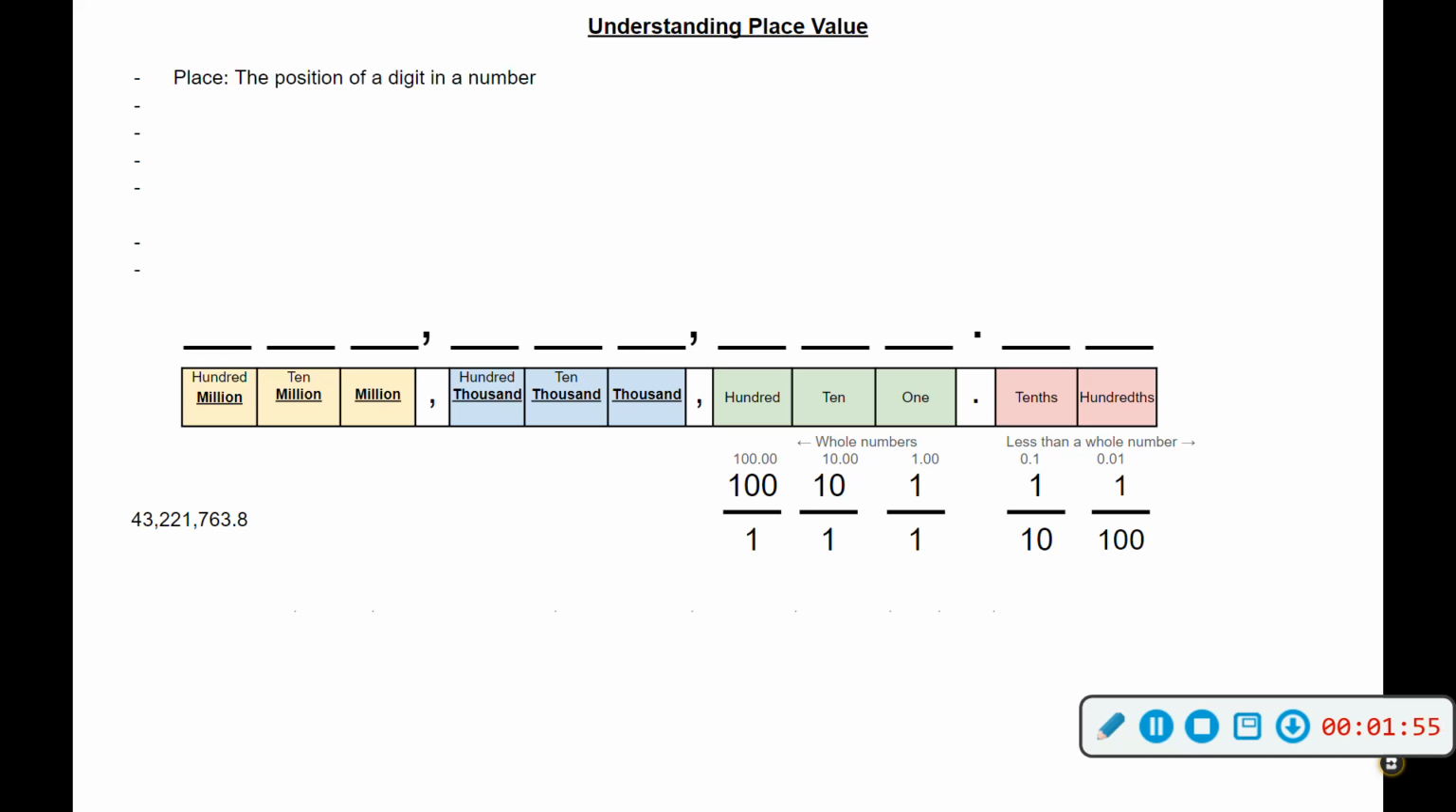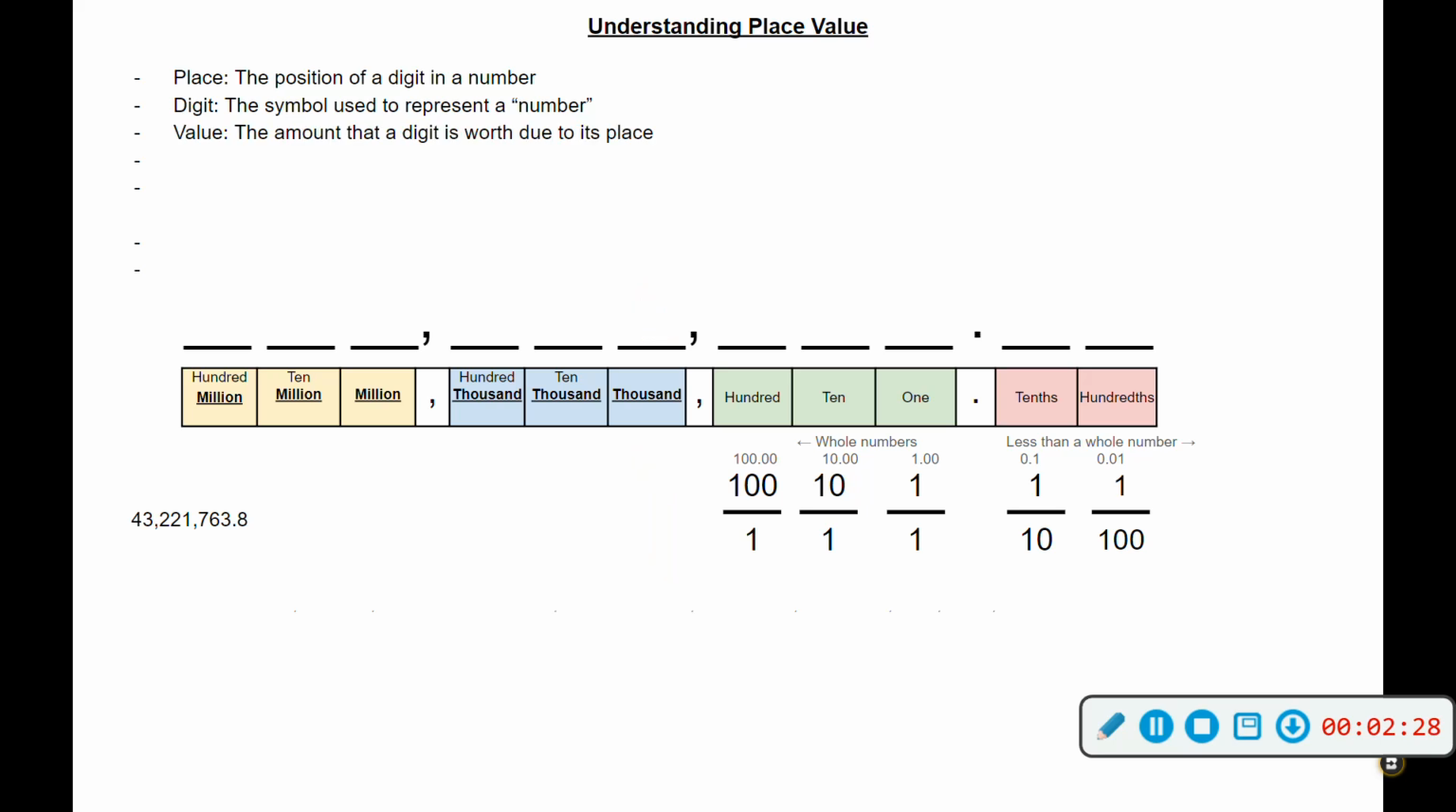The first one is a place. The place is just the position of a digit on a number. For example, I might have a 6 right here. That would mean that I have a 6 in the thousands place. And so therefore the place is the thousand. A digit is what I just wrote before, a 6. So what I could say is I have the digit 6 in the thousands place.